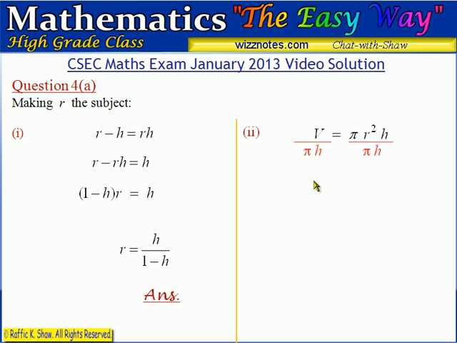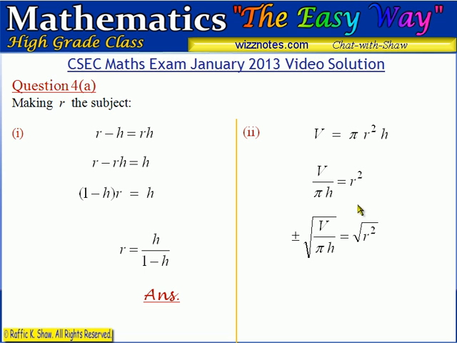And so this is what would happen. We would divide both sides by pi H to get rid of this pi and this H, and the pi here and the H here will be cancelled by this pi H, and we'll be left with R squared divided by 1 on this side and V divided by pi H on the left hand side. And so that reduces to R squared equals V divided by pi H. Now to make R the subject, we need to square root both sides to get rid of this square. And this is the result.